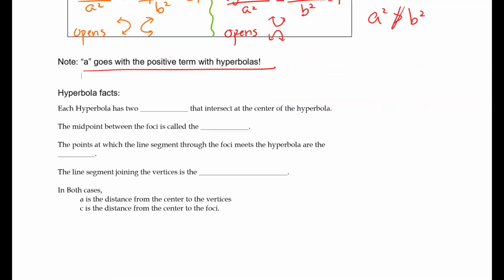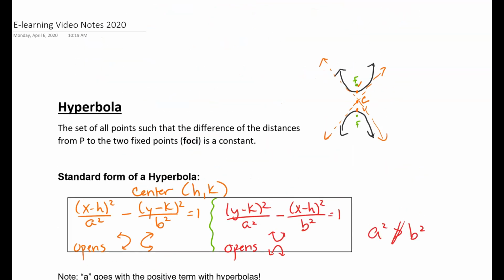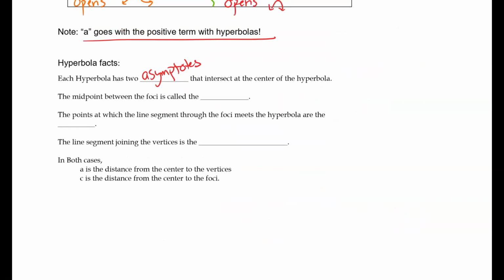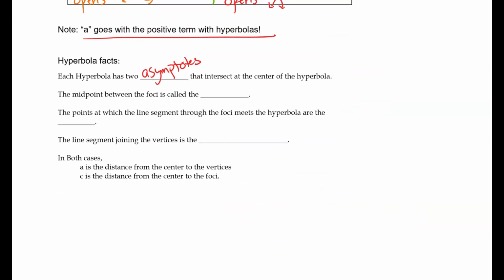Now, a few things you need to know, especially those of you going to higher level math than this. Just remember, every hyperbola has two asymptotes. They always intersect at the center. That's what I drew up here in the orange. The midpoint between the two foci, or the two vertices, is where the asymptotes intersect, and that is always the center.